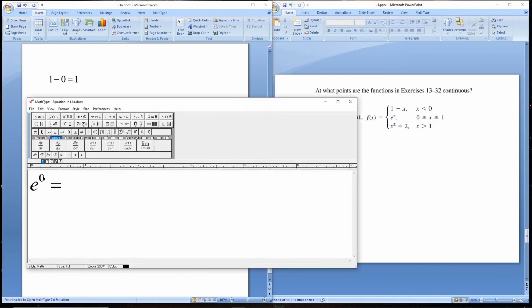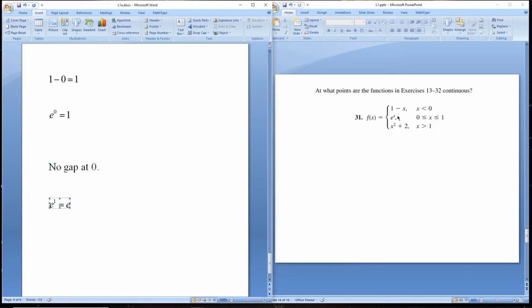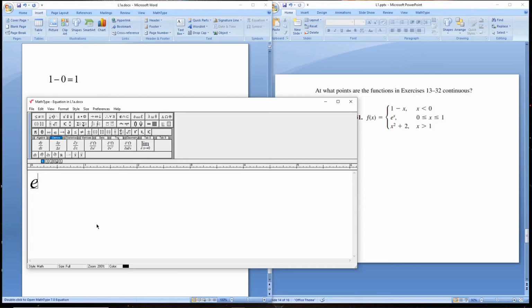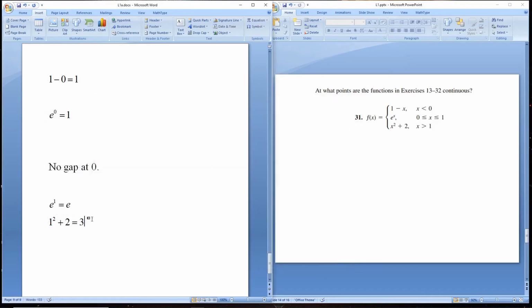What is this middle piece right as we transition to the next? That's at 1, and e to the 1 is e. So the second piece ends at a value of e. And where does the third piece begin? Well, the third piece begins at 1 squared plus 2, which equals 3. And 3 does not equal e.